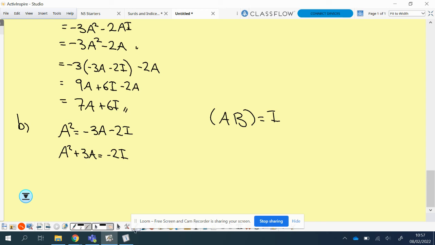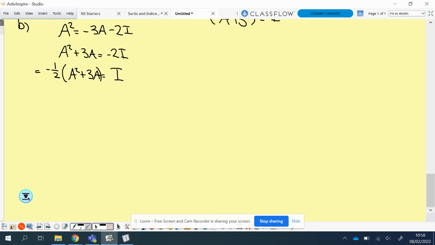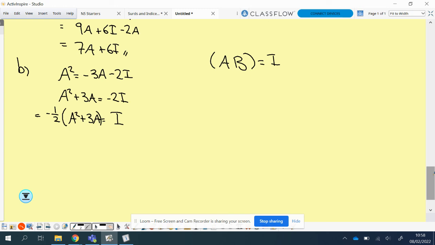Now, I still want to get I on the right hand side, so I'm going to divide everything by negative 2, which with matrices is the same as taking negative a half of the matrix. So that's negative a half of A squared plus 3A equals, not 2I, just I now. I want it to still look like A times B, so I'm going to take a common factor of A out. Oh, I made a mistake there, let me rub that out.